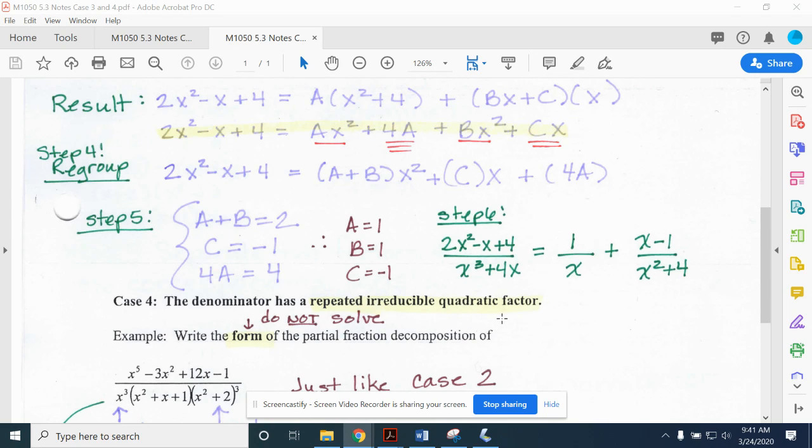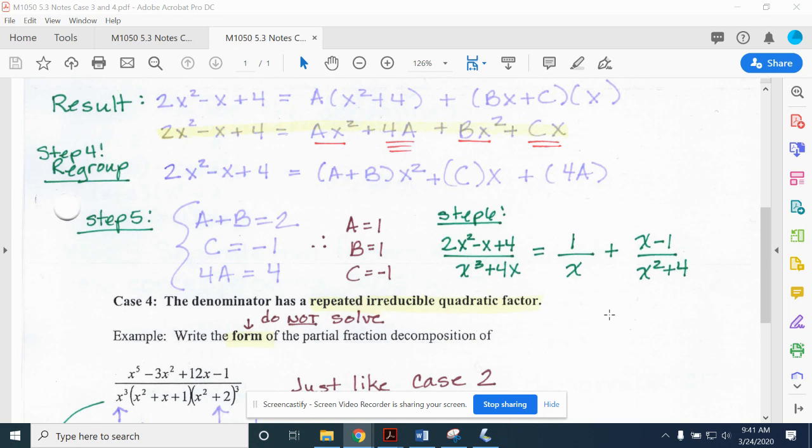After that, we just go back to our step 2 where it's already in factored form. And remember, this is A over x, so A is 1, and this was Bx plus C. Well, B is 1, so it's 1x plus C, which is negative 1, so it's x minus 1. If you want to put 1 in front of the x, that's fine. It means the exact same thing. And that is our final answer for case 3.